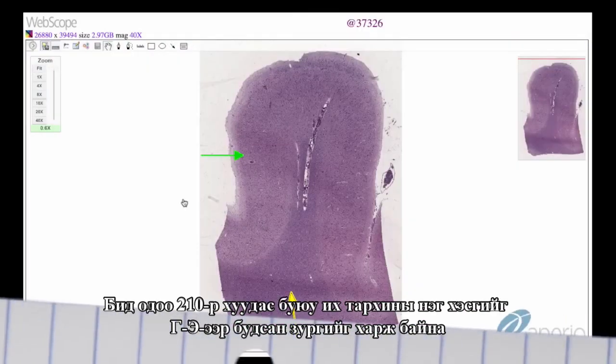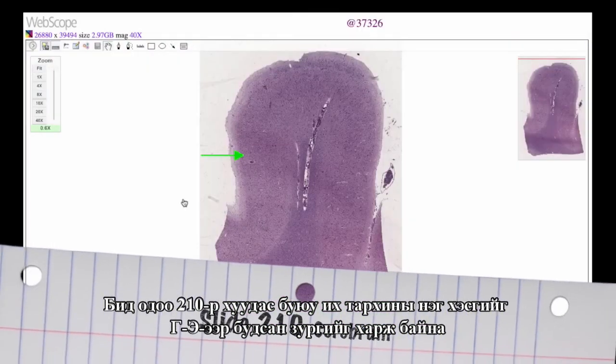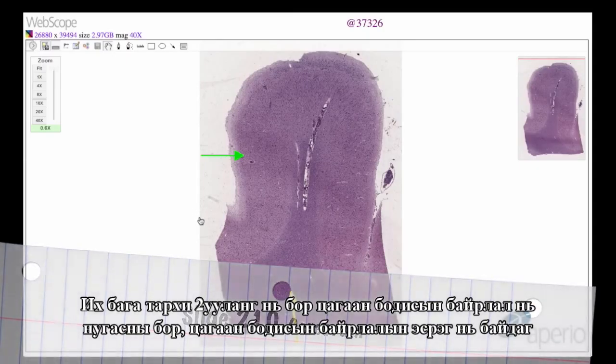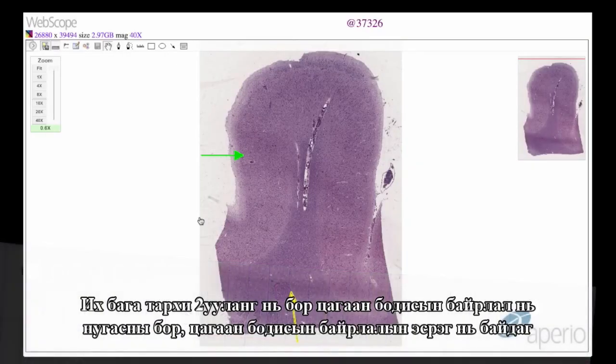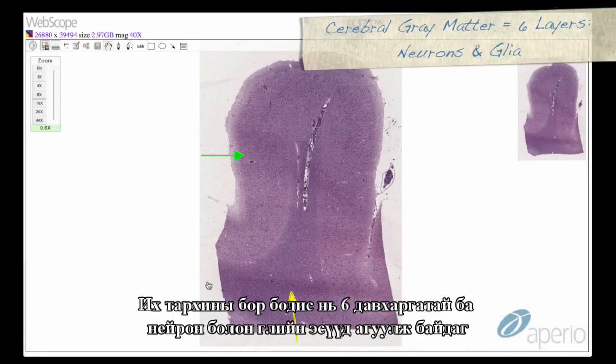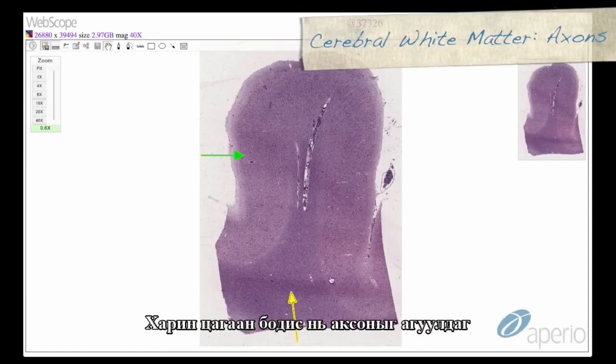We are now looking at slide 210, which is a section of cerebrum prepared with H&E. In both the cerebrum and the cerebellum, the arrangement of gray and white matter is opposite of that which is seen in the spinal cord. The gray matter and the white matter can be seen at the green and yellow arrows respectively. The gray matter of the cerebrum contains 6 visible layers and is comprised of neurons and glia. The white matter of the cerebrum is comprised primarily of axons.